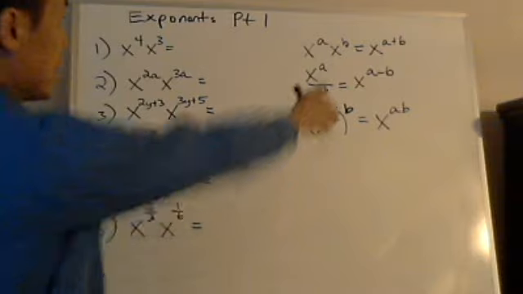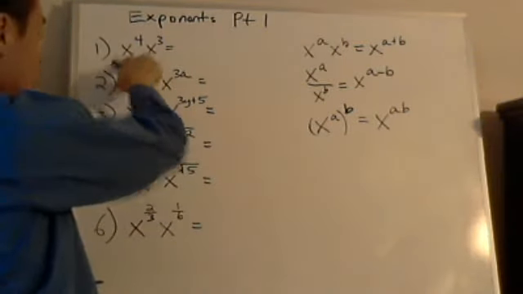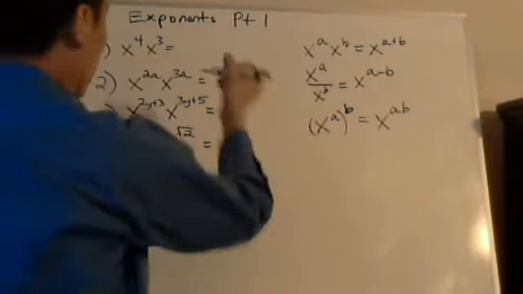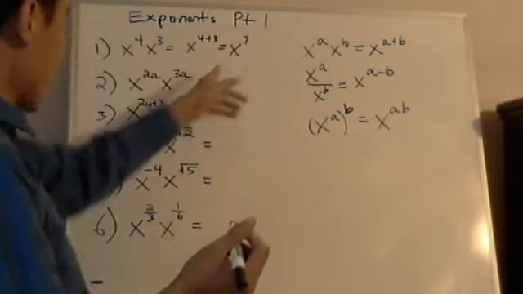So what does it say here? You just add when they have the same base. They have the same base right now, x, right? So all you have to do is just add it. 4 plus 3, which is x to the 7th. It's pretty simple. All you do is add exponents.